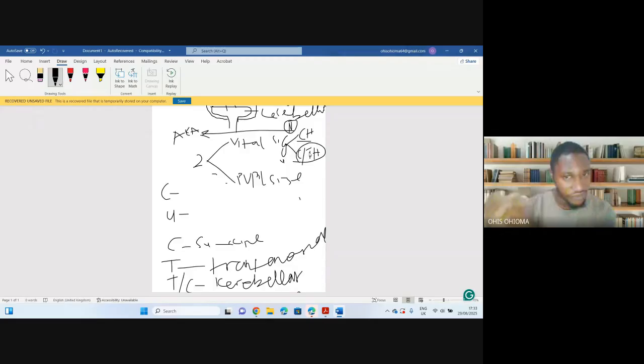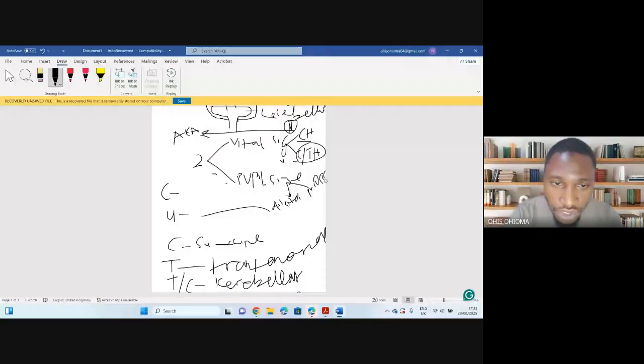Now, when you have pupil size, if they tell you in the question that the patient's pupils are dilated, I want you to think of uncal herniation. If they tell you that the pupils are small or constricted, so there's miosis, I want you to think of central transtentorial herniation. If the pupils are dilated, think of uncal herniation. So basically, I'm trying to tell you a way to get your easy points when you're seeing questions on herniation.